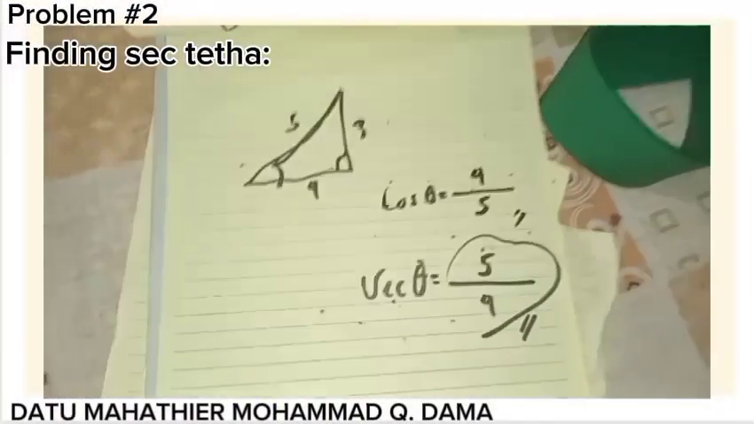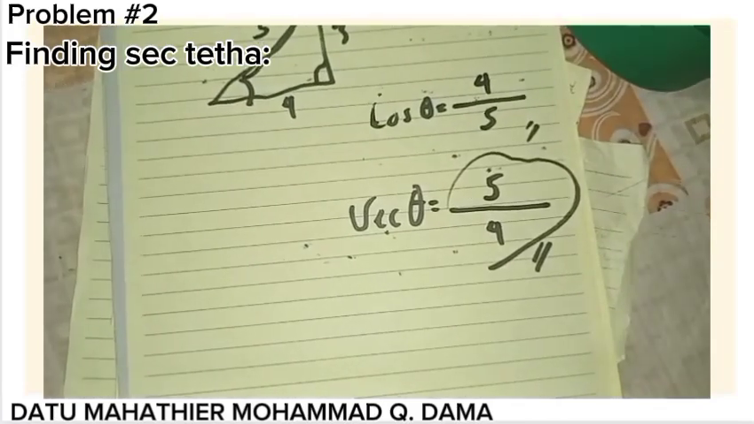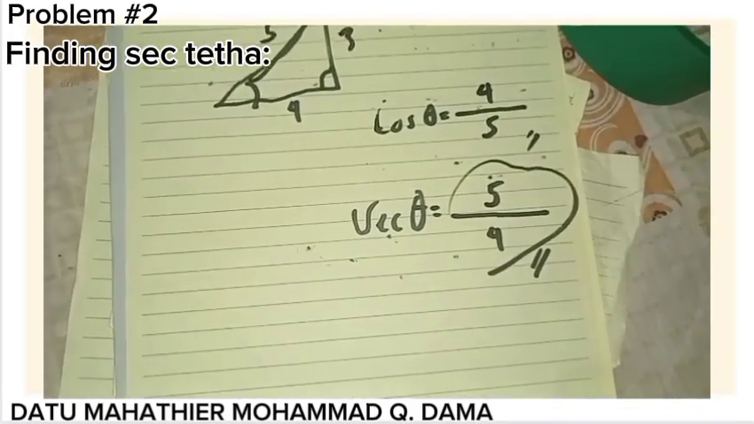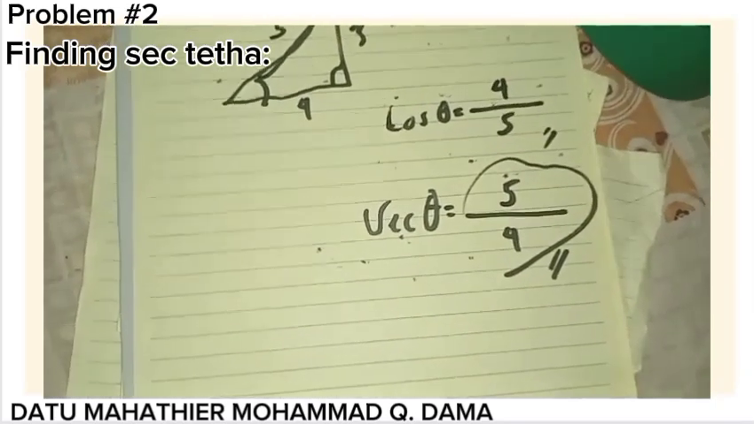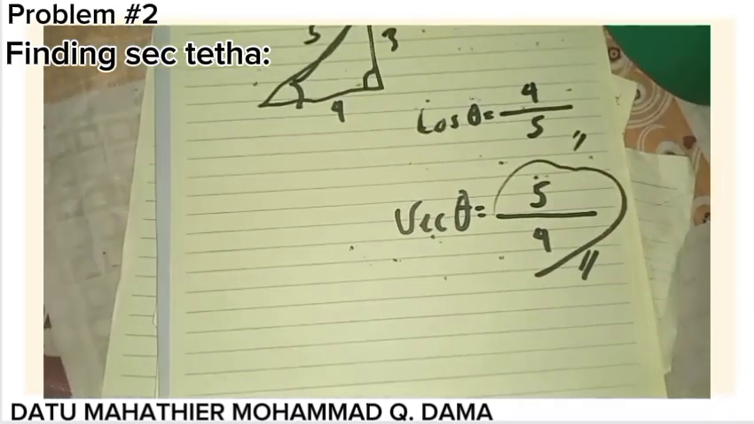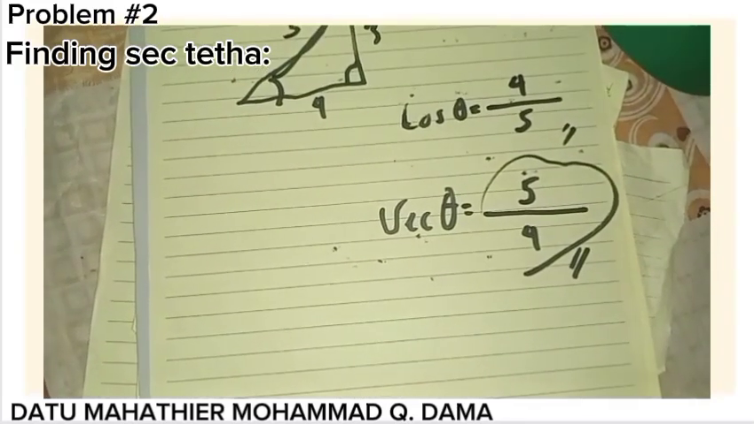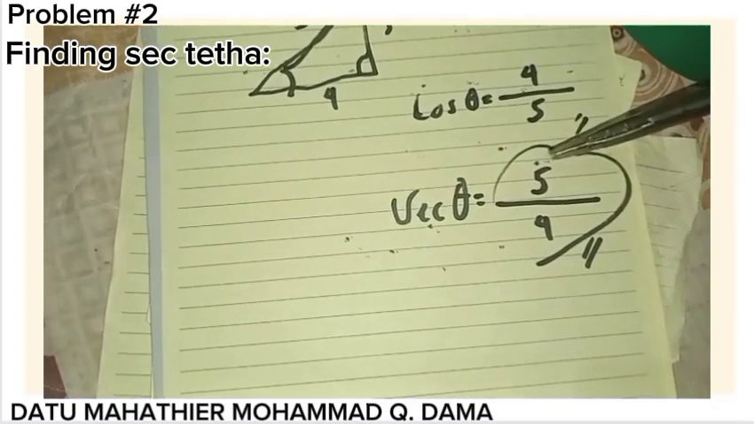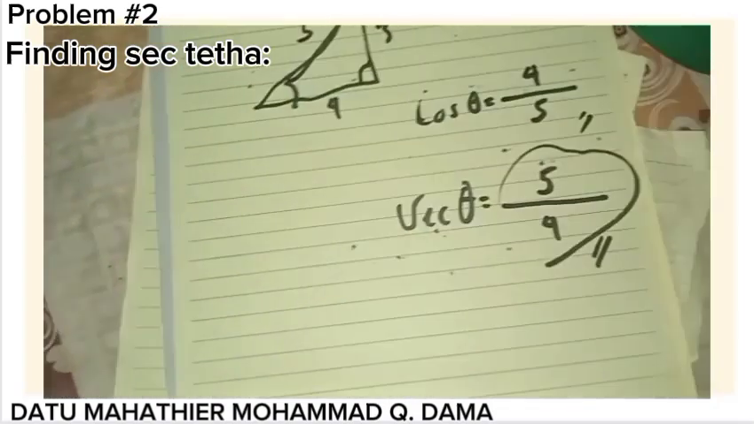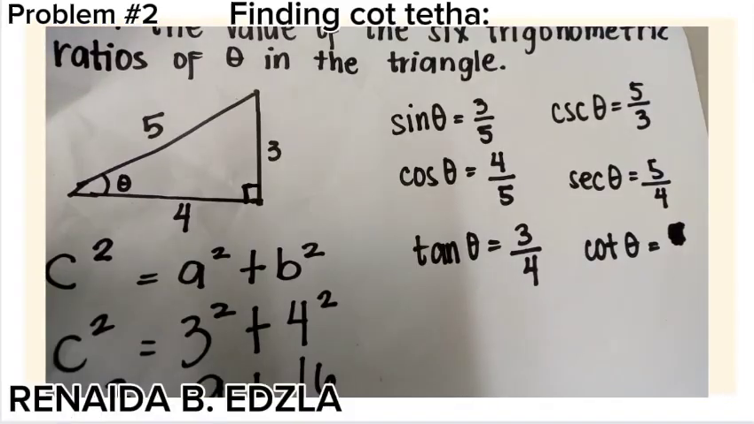So, our problem number 2 is, the cos theta in here is 4 over 5. So, i-reverse lang natin ulit. Nasabi ko na din yung formula. So, kapag ni-reverse natin, yung 4 over 5, magiging 5 over 4. So, yun lang. Once again, this is Renaida Edsla.